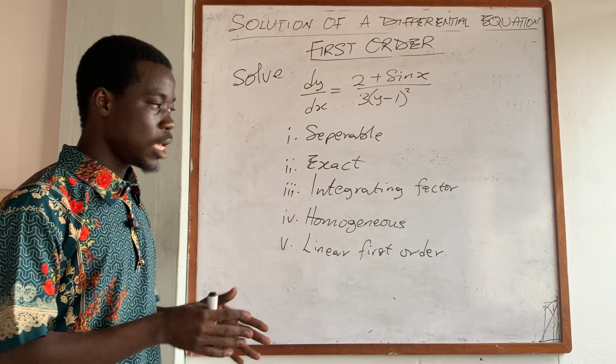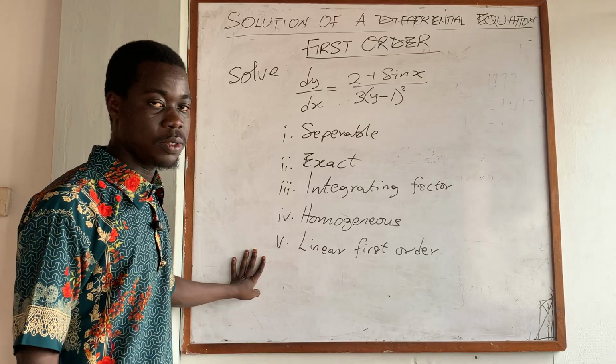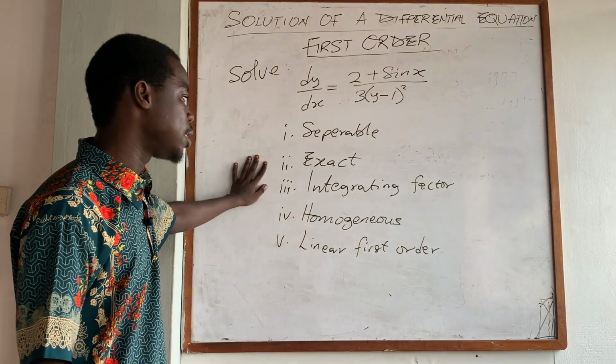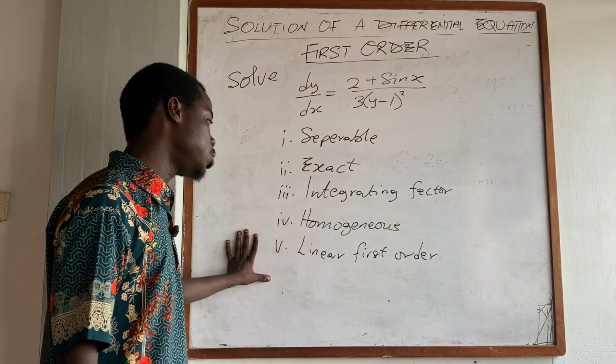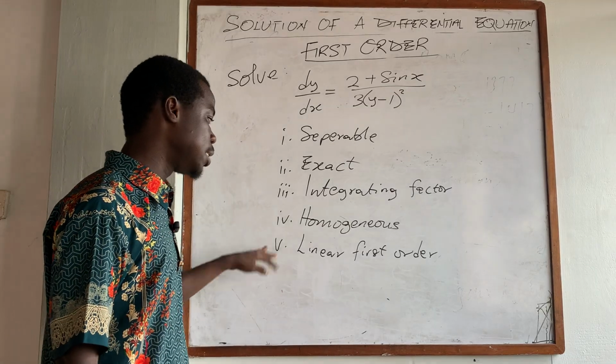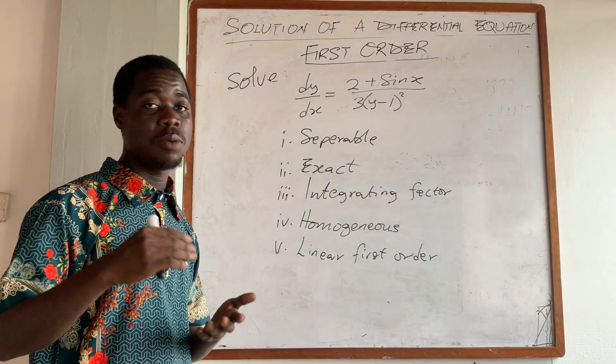So here, these are the methods we are talking about. We have the separable, exact, integrating factor, homogeneous and linear first order. So we are coming to take them one after the other.